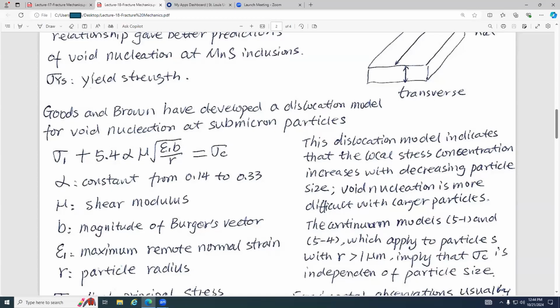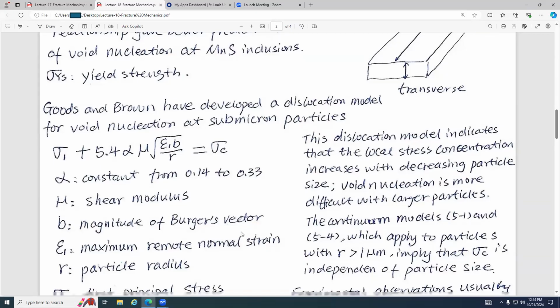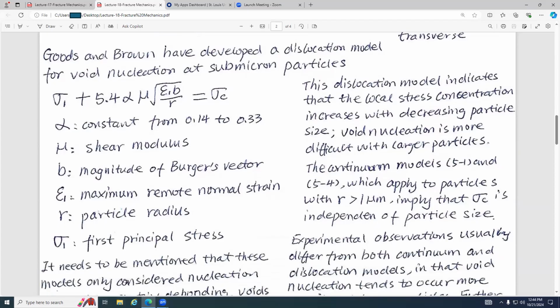Burger's vector is used to quantify the magnitude of dislocation in this crystal material. R is the particle radius. Usually the harder particles are used as nuclei, and based on this harder particle, the void grows bigger and bigger, with the particle at the center. Sigma 1 is the first principal stress.